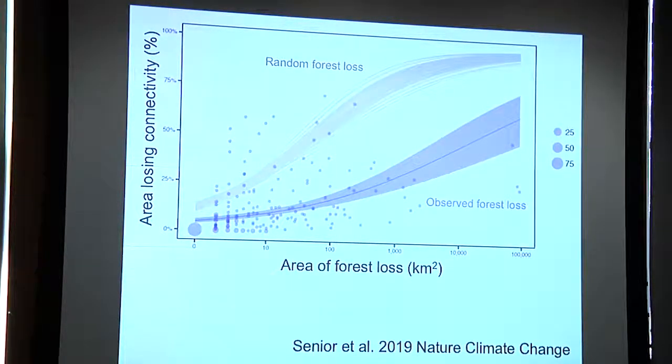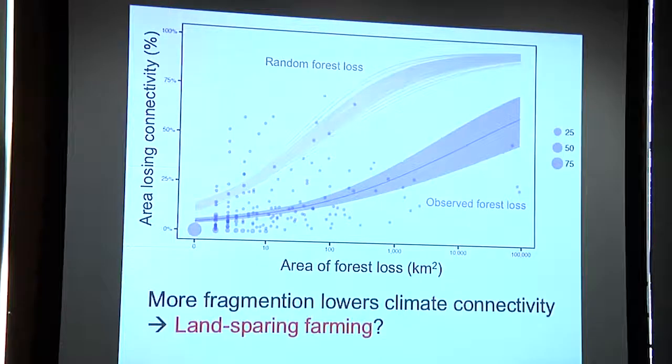If you have random forest loss, however, so we start to break out from areas where we see losses and we spread that over wider areas, it's more random in approach, we see that those climate connectivity losses would be much more substantial. What that means, I think we have some exciting work to do on this, is to think about what that means for land sparing and sharing, but it would look like farming in a sparing way where you convert a large patch and leave everything else protected would be more optimal for retaining climate connectivity.